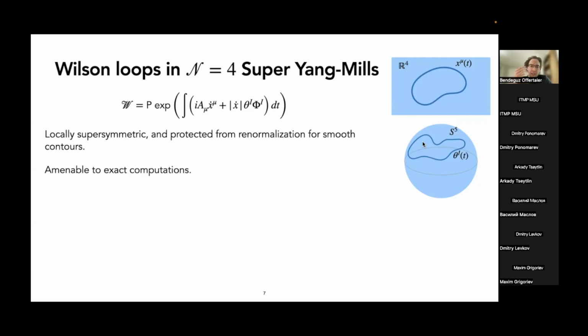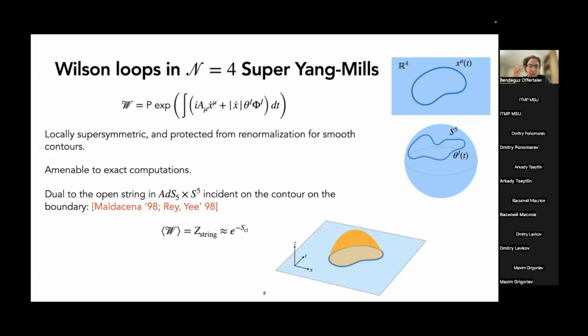One advantage of studying this class of Wilson loops is that for smooth contours, they are locally supersymmetric, which protects them from renormalization. And in addition, for suitably symmetric choices of the contours x^μ and θ^I, the Wilson loop is globally supersymmetric and is often amenable to exact computations.